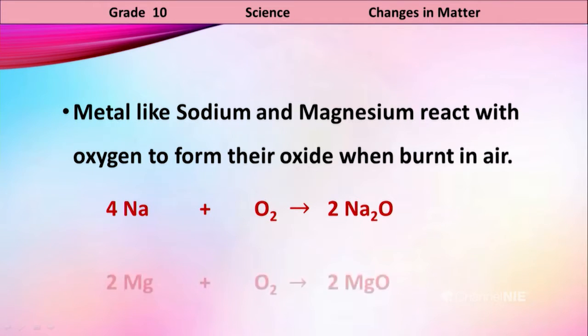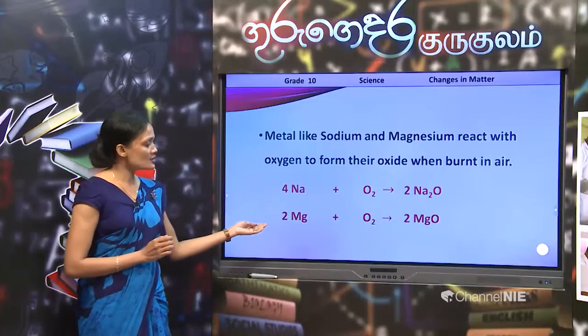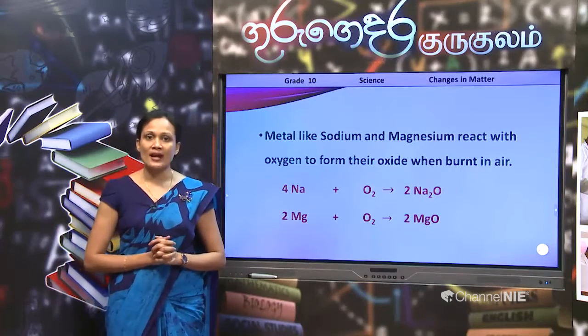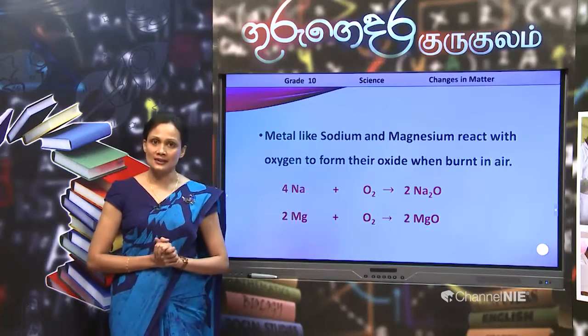In the same way, we can heat magnesium. When we heat magnesium in air, magnesium reacts with oxygen and forms magnesium oxide. In your previous lesson, you observed how magnesium reacts with oxygen. It gives a bright white flame. Look at this one. That is the equation for the reaction between magnesium and oxygen. Magnesium reacts with oxygen and forms magnesium oxide.